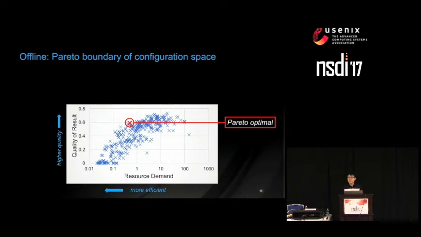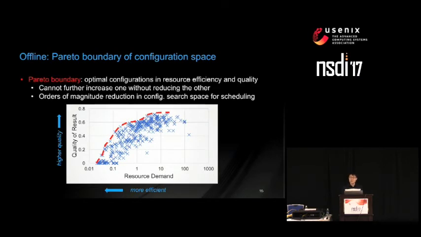We call the red configuration Pareto optimal because we cannot find configurations that can increase resource efficiency and quality without hurting the other. The dashed line here shows the Pareto boundary of all such configurations for the license plate query. We extract the configurations on the Pareto boundary and use it as the resource quality profile for this query.